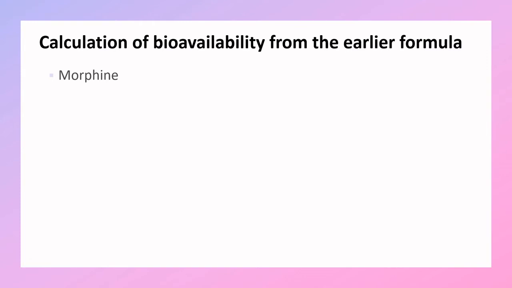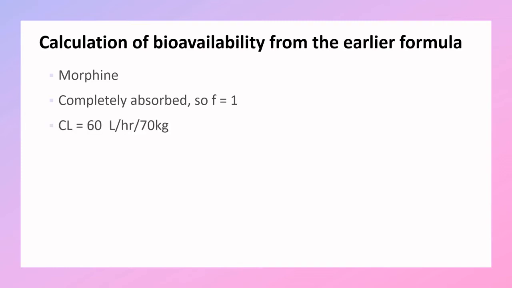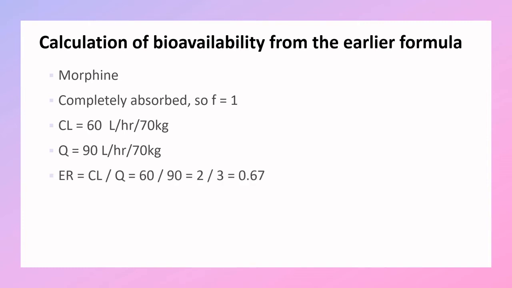Let us now calculate bioavailability from the formula that we have learned. Let us take the example of morphine, which is an opioid analgesic. Since morphine is completely absorbed, the extent of absorption will be 1. The hepatic clearance for morphine for a 70 kg human is 60 liter per hour. The hepatic blood flow for a 70 kg human is 90 liter per hour. We know the extraction ratio is clearance divided by the hepatic blood flow. So if we substitute the values, we get the extraction ratio to be 0.67.